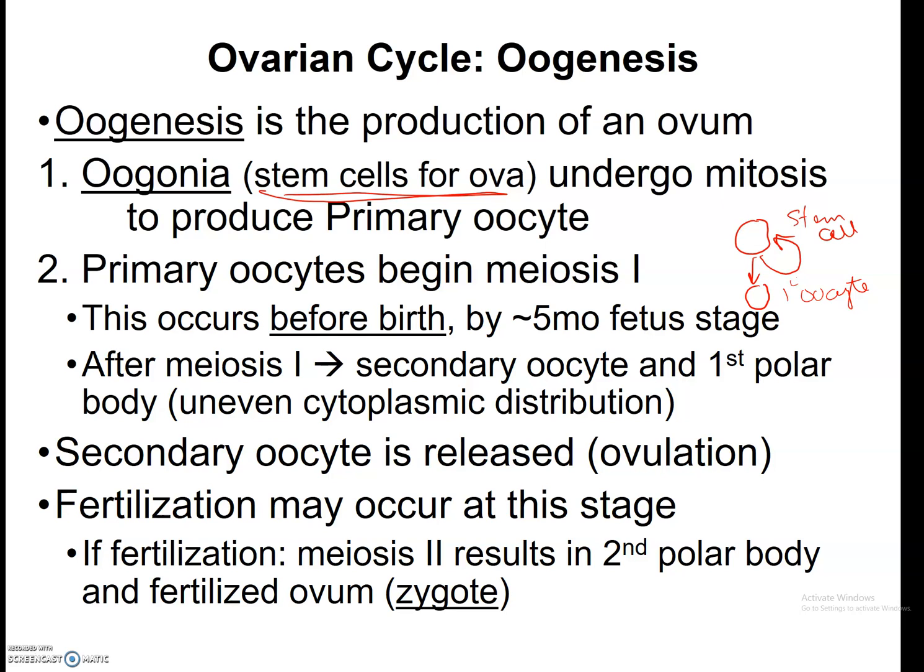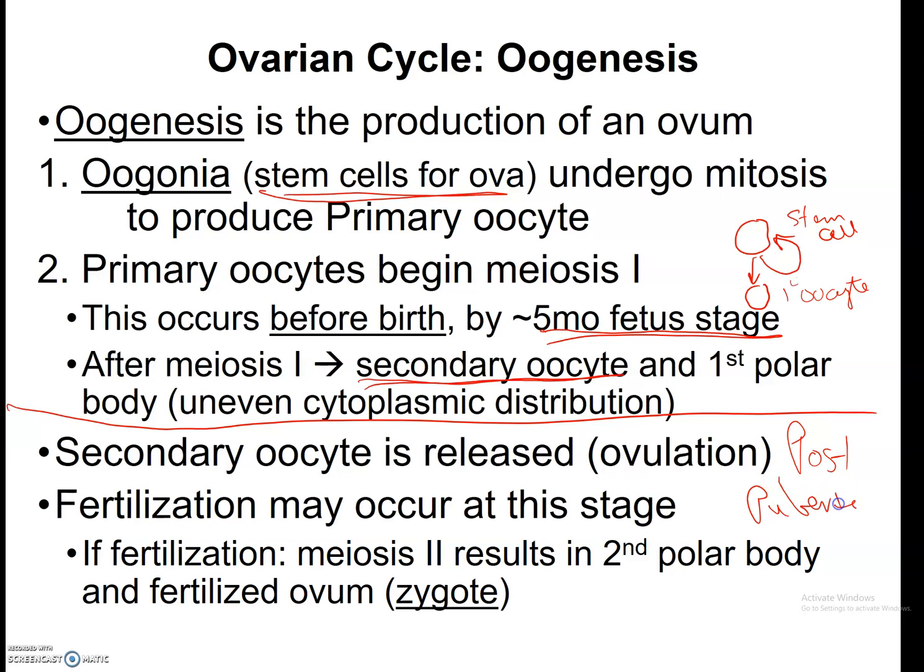And so primary oocytes begin their meiosis before birth, by about 5 months old in a female fetus, which is kind of crazy, right? But after meiosis 1, the secondary oocyte, and we'll see a picture of this in a few minutes, is generated along with the first polar cell, and then meiosis stops. The secondary oocyte will be released through ovulation, so we'll get to that in a few minutes, and then fertilization can occur at this stage, but this happens way after puberty. So this is post-puberty. So the first division actually happens during fetal maturation or fetal development.